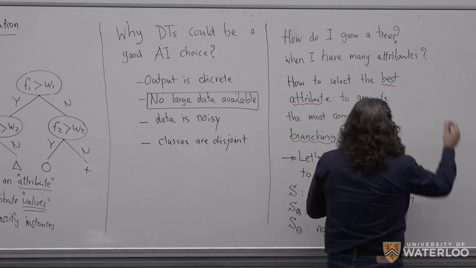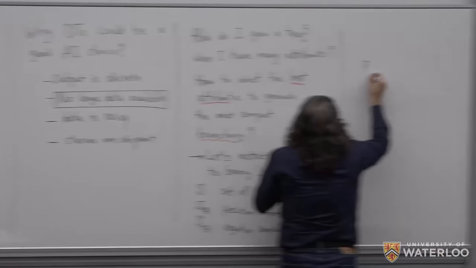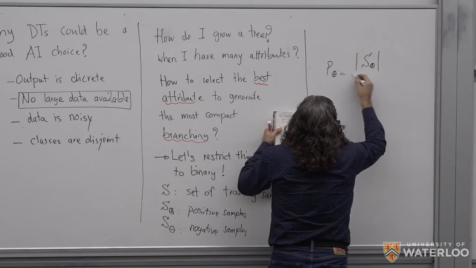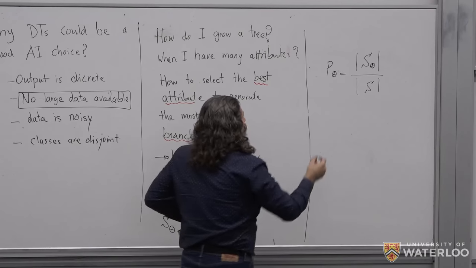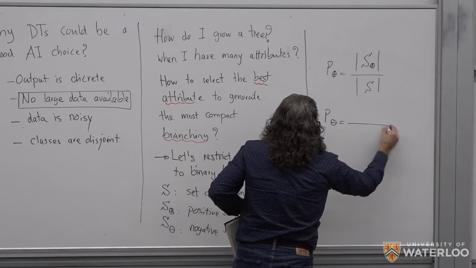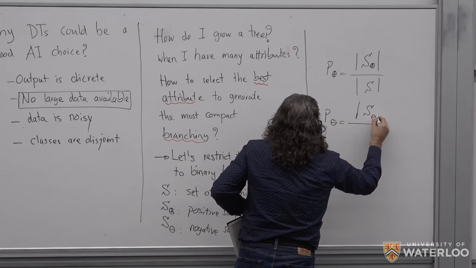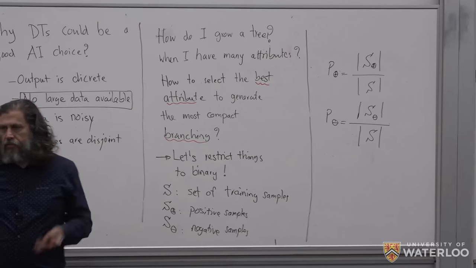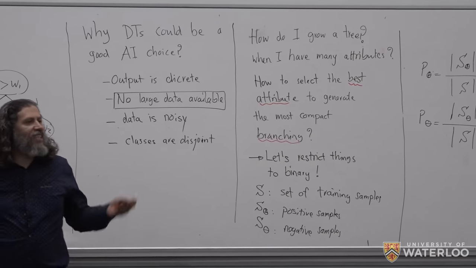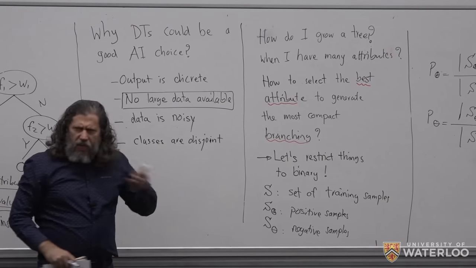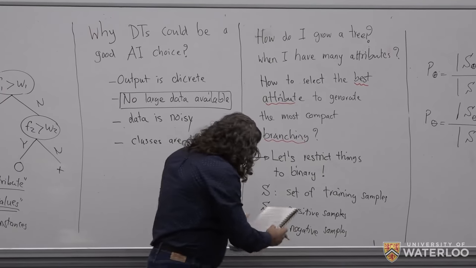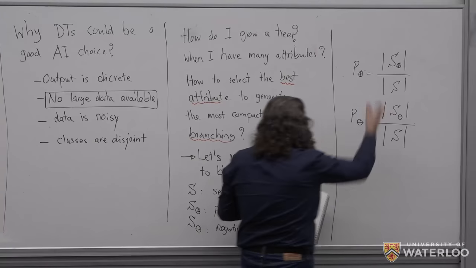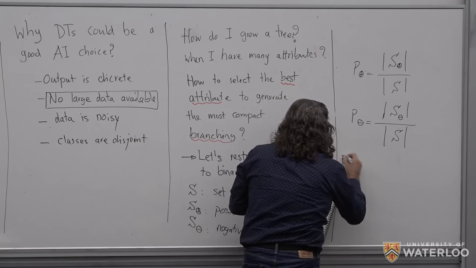Okay, which means we know the probability of positive is the cardinality of the set of positive samples divided by the cardinality of all training data, and the probability of negative is the cardinality of S minus divided by the cardinality of the set of everything. Cardinality being the number of members in that set. How many numbers are in that list, in that vector? Fancy way of saying that, but there is mathematical terminology. Okay, so when I see this, I immediately think about entropy.